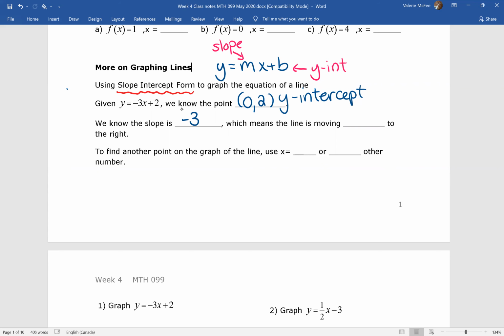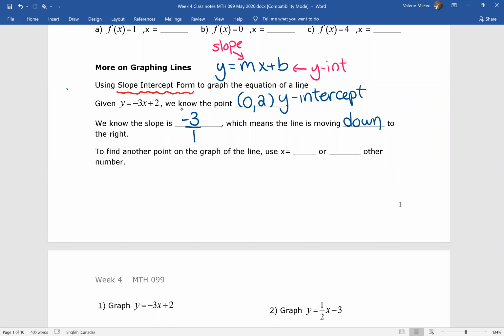Or remember, we're thinking about this as the change in y over the change in x. We could write it as -3/1. That means because it's negative, the line is moving down to the right. Now we have one point on the line. We know the slope, but we need to find another point on the line.